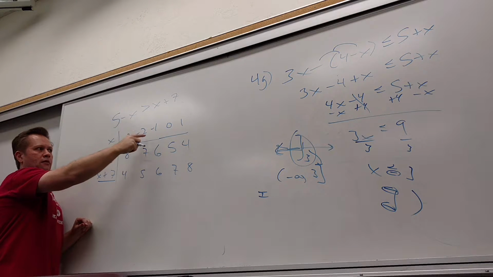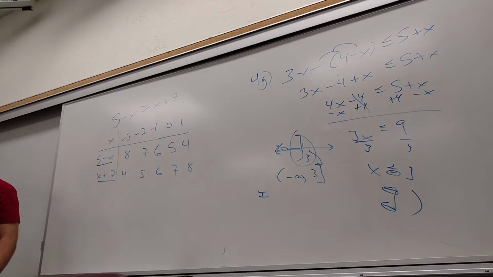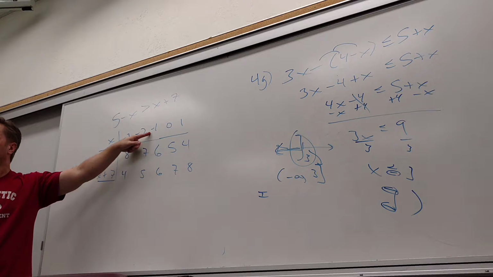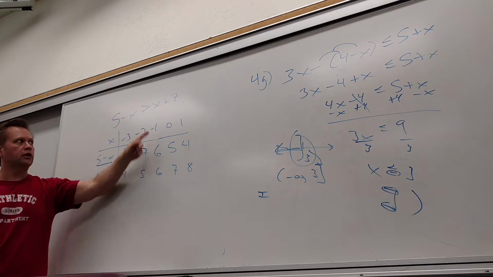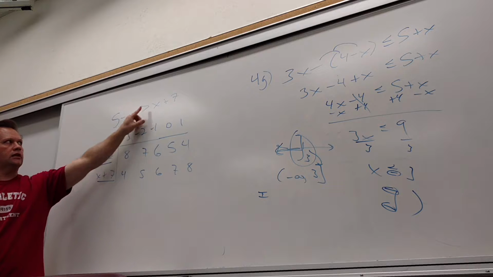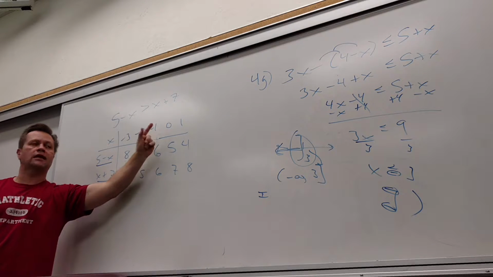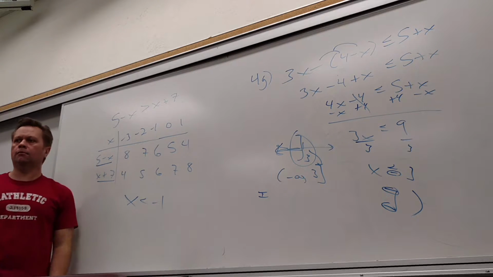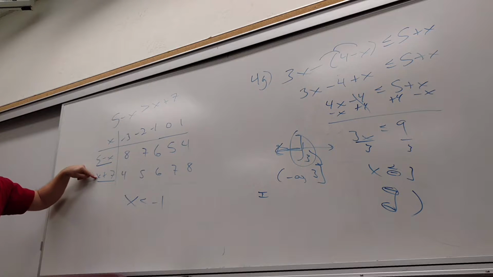Do you have to do a line graph for this one? No. I picked -2. Could I have picked -1.87? Yeah. Could I have plugged that in? Of course I could have. So look, at -1, they're equal to each other. Above -1, this is reversed. It's not the right answer. So what's the right answer? All the x's that are less than -1. So the answer is less than -1. Why? Because below -1, that is bigger than this, isn't it?